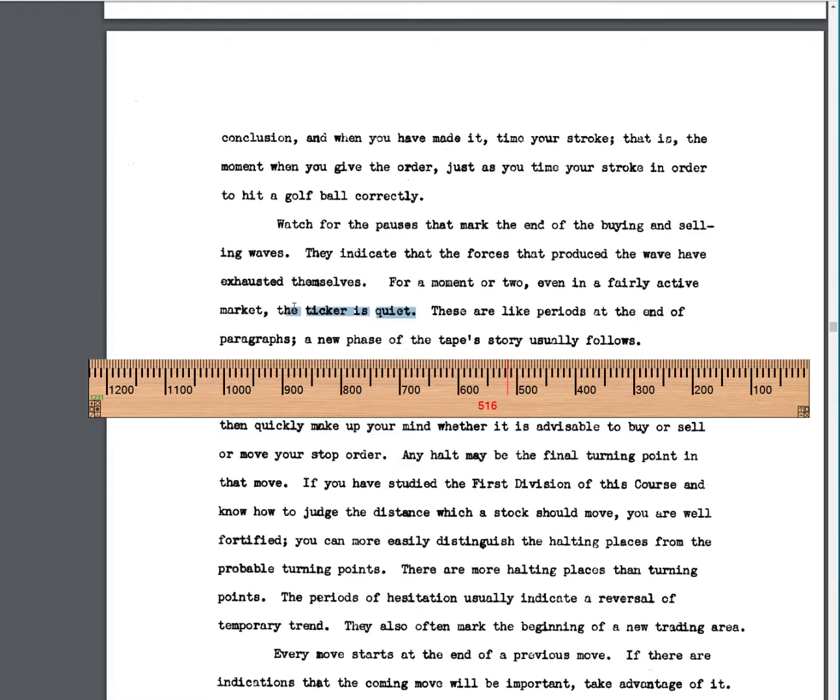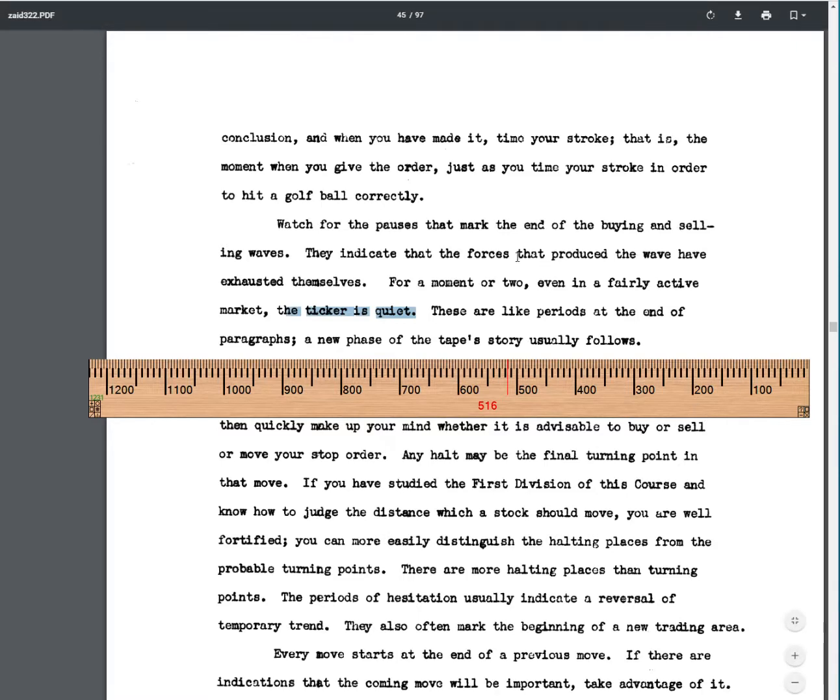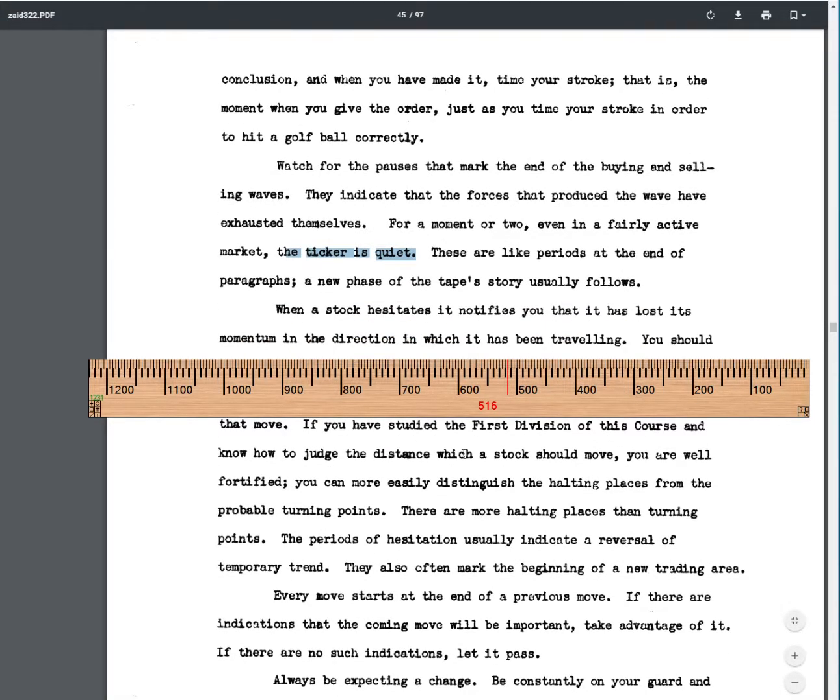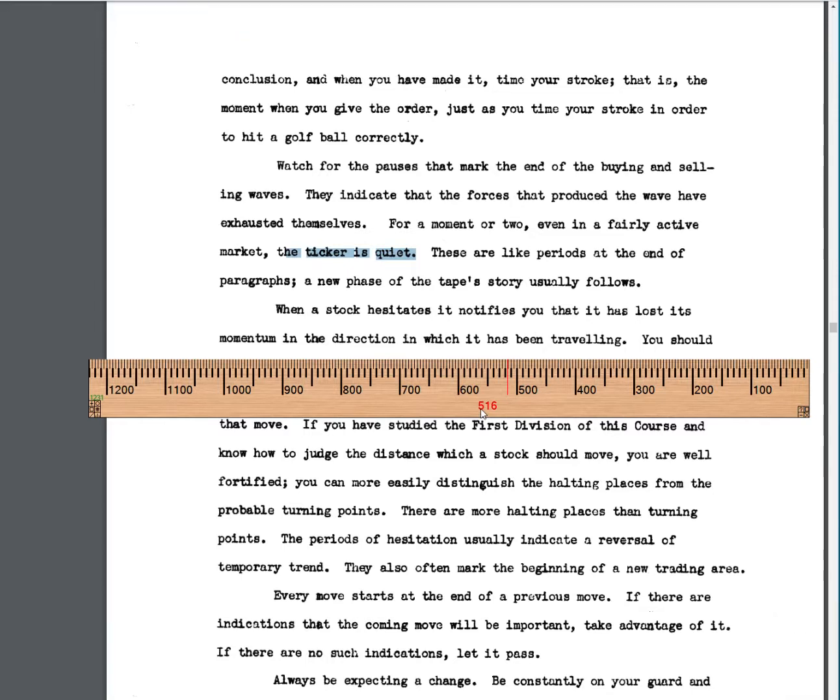This is known as the halting point. It's not a turning point. It is a halting point. It is a point where there's going to be change. Now, does that mean that change is going to be a turning point? It is a type of turning point, but not exactly. And there are more halting points than there are turning points. This requires a lot of expertise, by the way. So you really need to be looking at the tape, the ticker, to figure it out.